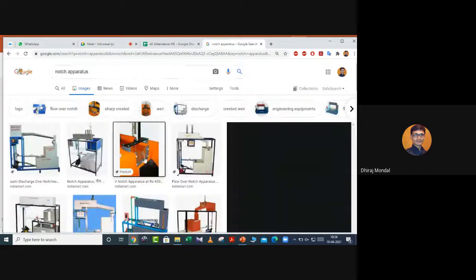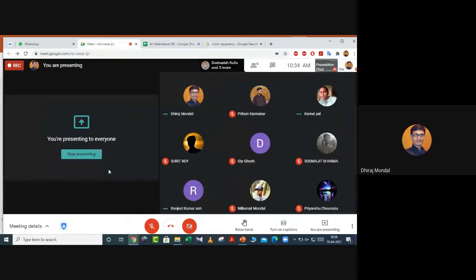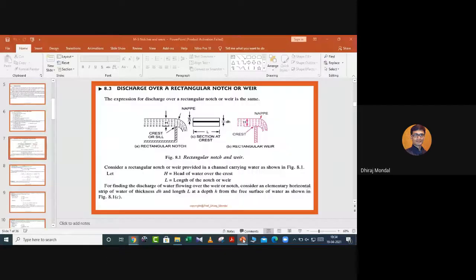Actually the water is basically flowing over this triangular notch apparatus, and we are measuring the distance. Now if it is clear, then I am coming to the theory portion. So let us discuss the theory portion, how we can calculate this.